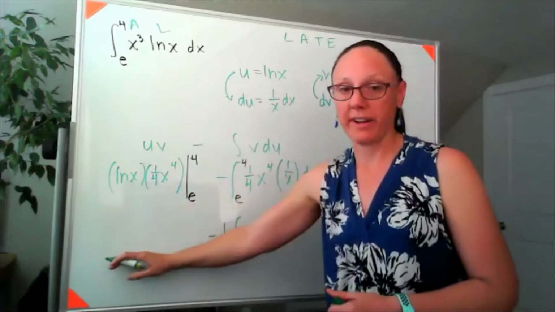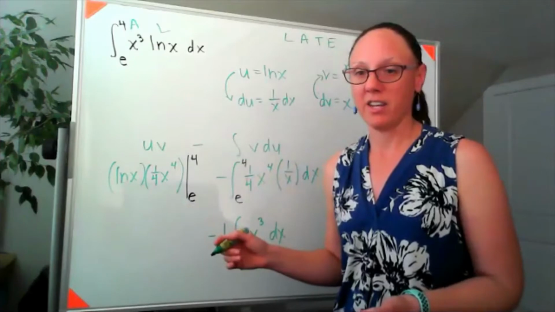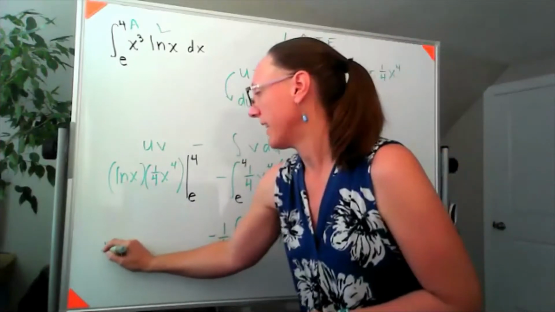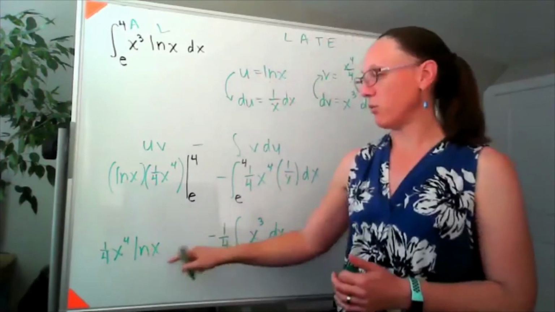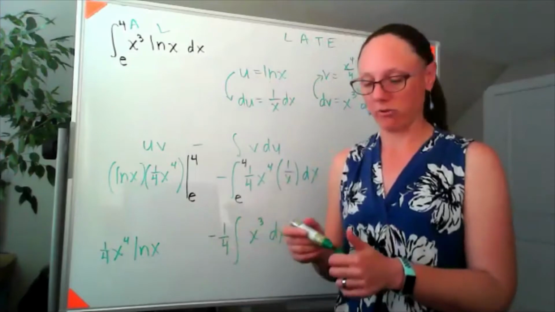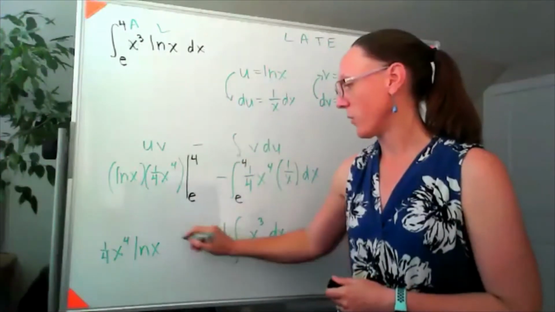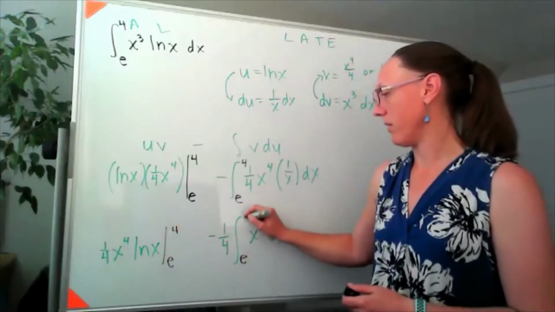Nothing has changed over here. If we want, we can put the 1/4 x to the 4th out in front. I don't know why that's mathematically conventional, but it is. I think it's just so that there isn't any confusion about what is inside of the natural log of x. And then we'll put in those limits. So here we're still going from e to 4 and still going from e to 4.